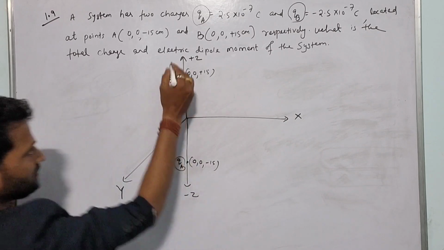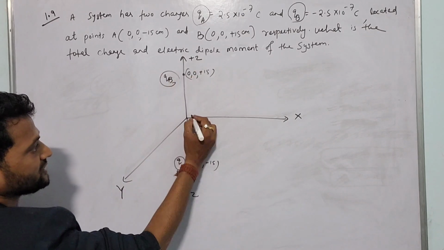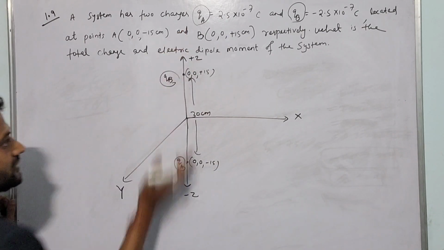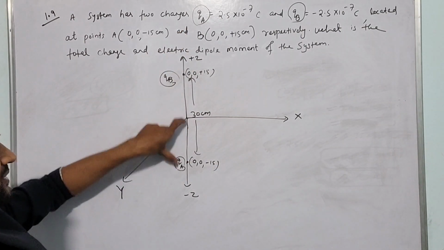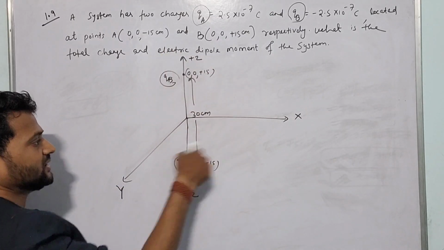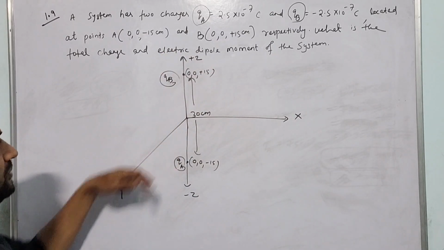Clear? Tell me, what is the separation between the two charges? It will be 30 centimeter. From the center, look, 15 centimeter above and 15 centimeter below. Total distance is 30 centimeter. That means you can say it is a dipole. There are two equal and opposite charges.